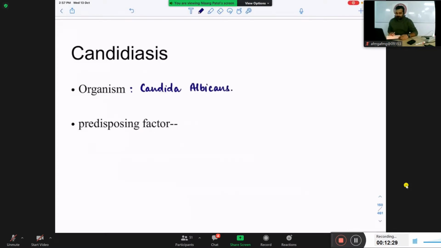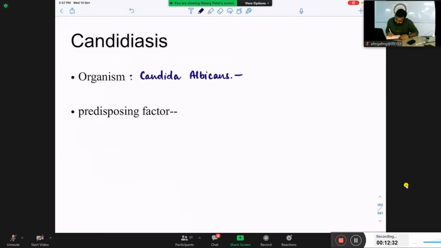It is Candida albicans. This Candida albicans is an opportunistic infection. So it requires some predisposing factor. Otherwise, it cannot infect our body. What can this be?